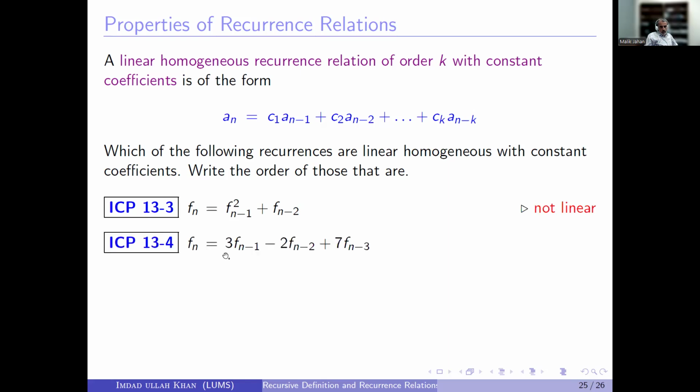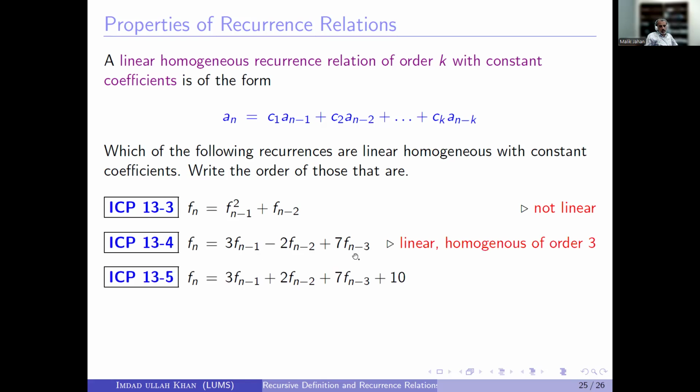If you look at the third one, this is linear, which means none of the terms over here have any power other than 1. We have constant coefficients. And is the recurrence relation homogeneous? It is homogeneous, and the order is 3, which means that we have to roll back from n minus 1 to n minus 3. What about the one given in 5? Is it linear? This is linear. Is it homogeneous? It's not homogeneous because the last term is 10, where we might put some arbitrary term over here with raised power 0.